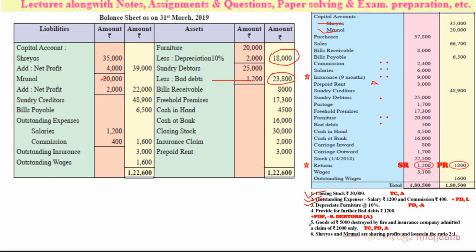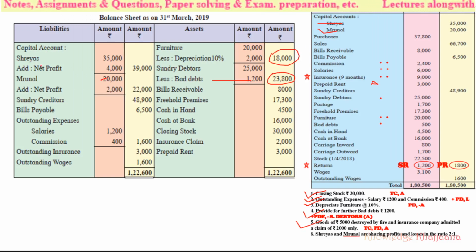Then goods. See, here in this adjustment, the insurance claim, that is an asset that we have to record in the balance sheet. So insurance claim of rupees 2,000. Okay, that also we have done. So all the adjustments we have completed, and all the postings from the balance sheet also we have completed. Okay, now see, the net profit, there were no drawings given over here, right?